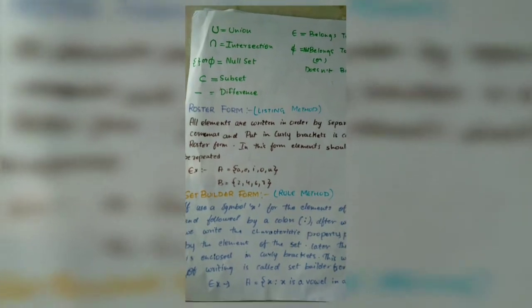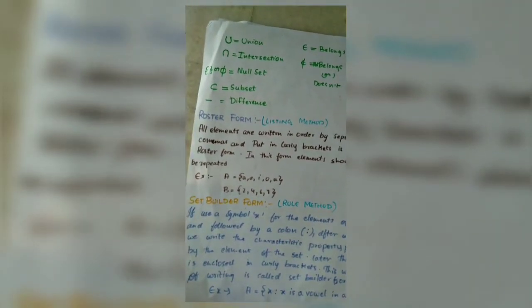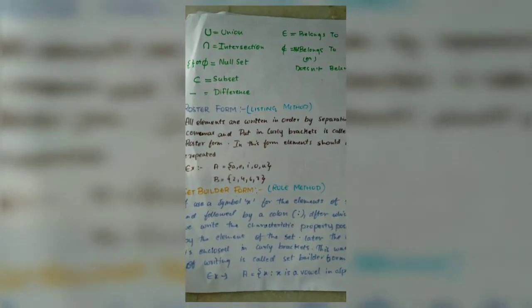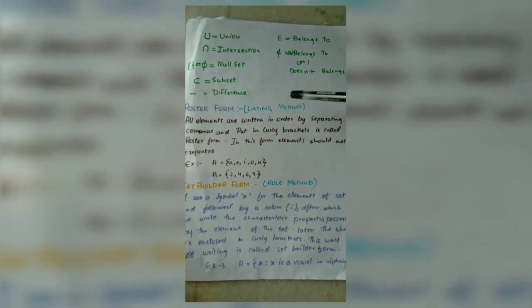Okay, now here, Roster form. A set can be represented in two different ways. One is Roster form. It is also called the listing method. All elements are written in order, meaning ascending or descending, separated by commas.